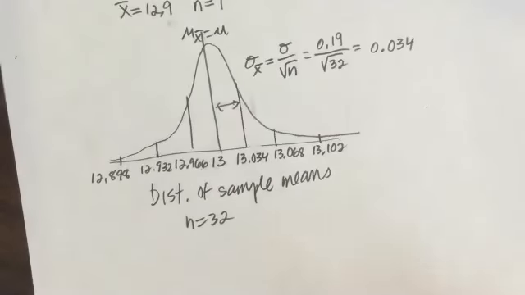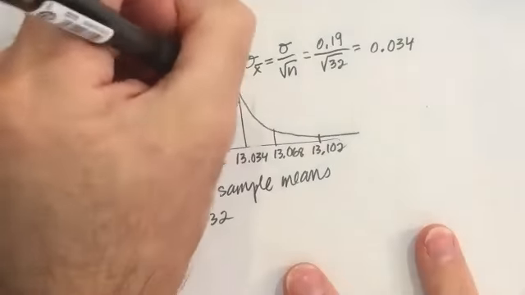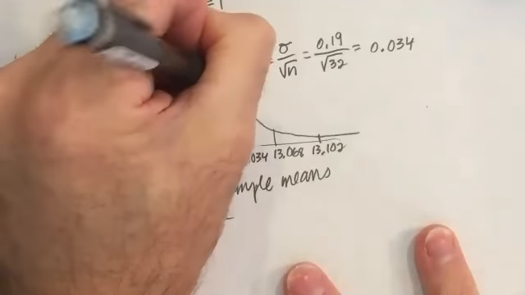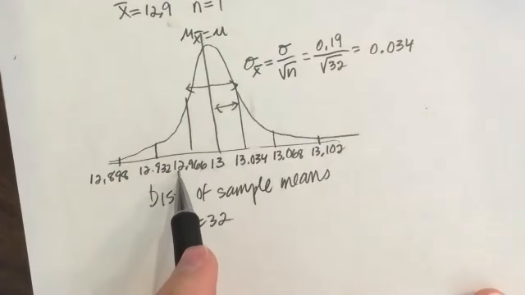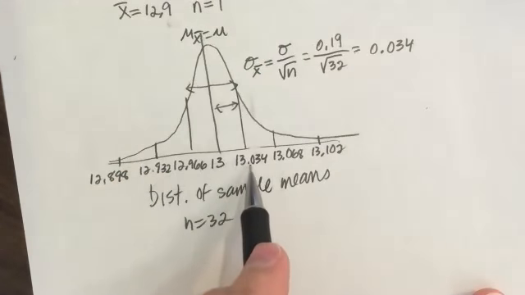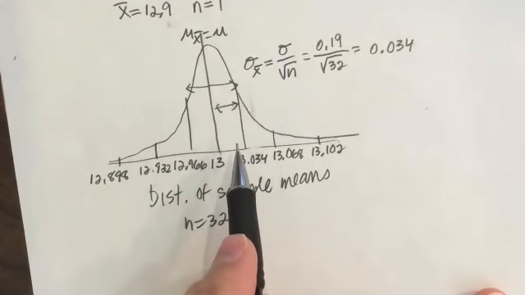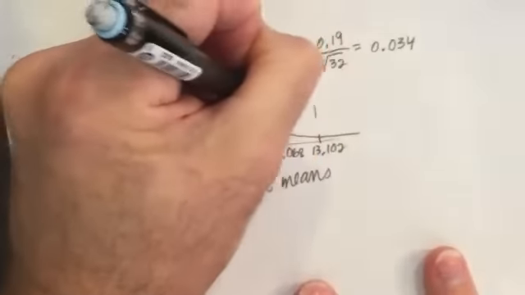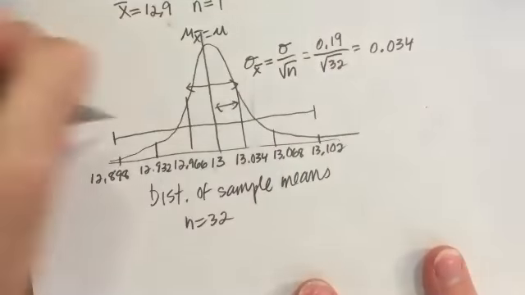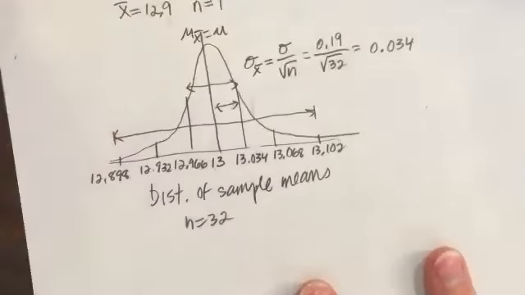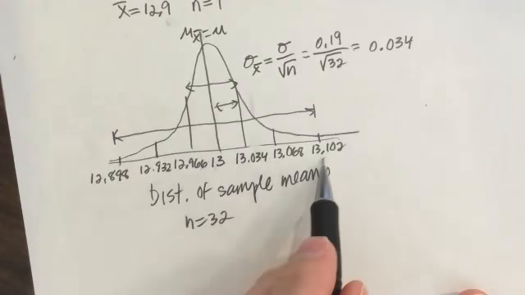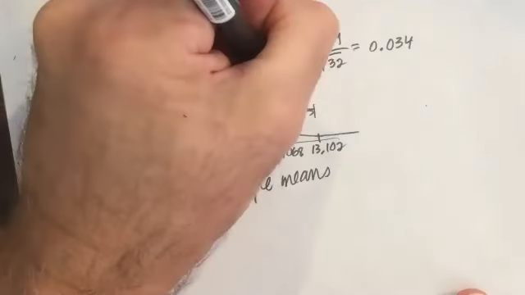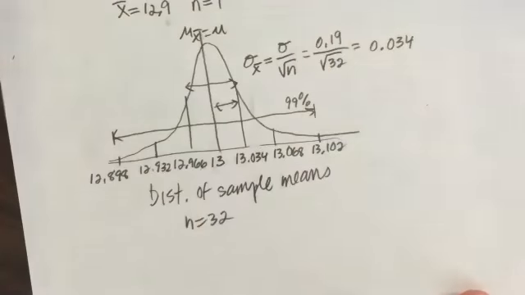So this is the distribution of all the samples of size 32. And so what would we expect? We'd expect samples of size 32 to be spread out around the mean, but only ranging down to 12.966 and up to 13.034, 68% of them. Of course, 99% of all samples of size 32 would fall between 12.898 and 13.102. So about 99% of them.